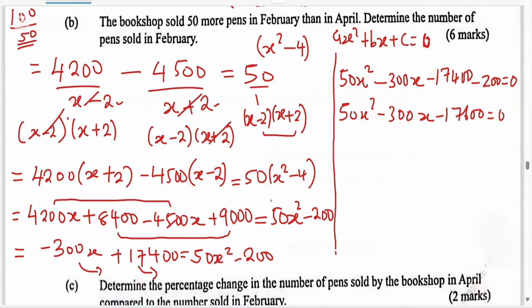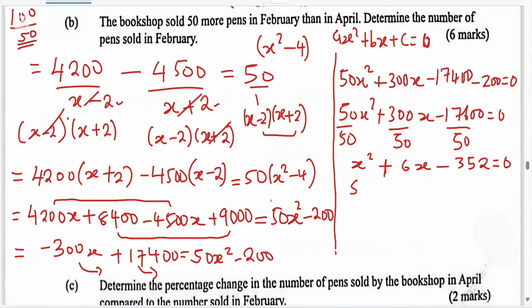Okay, remove this 50 from the x squared, so divide by 50 all through. So it becomes x squared minus 6x minus 352 equal to 0. Okay, up to here. We made a mistake again. Your minus 300x, when you move it to the other side, it isn't minus 300, but it becomes positive. So you want to solve this equation.